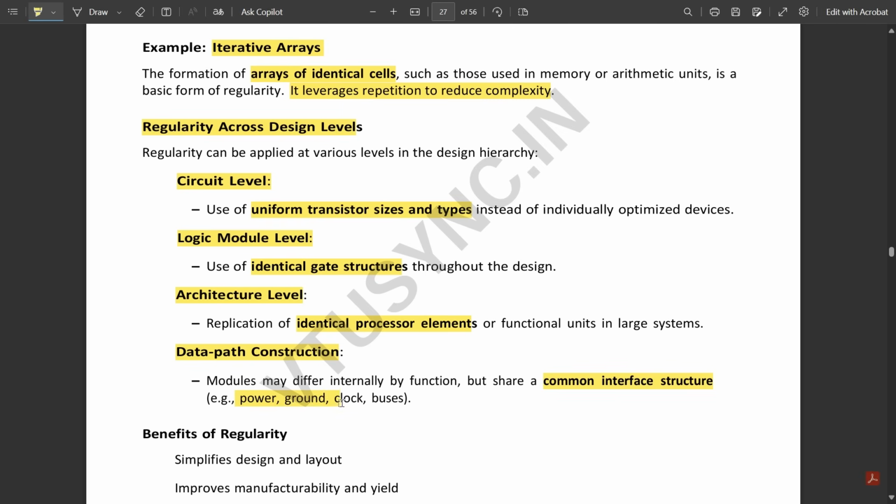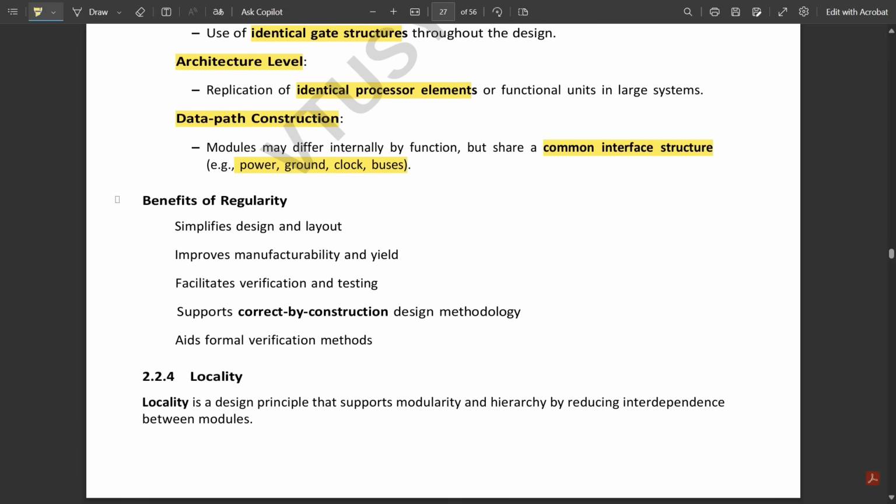For example, power, ground, clocks, buses. Okay. So these things don't have a specific function, but what they do is create a data path between the transistor and the circuit. So these are the parameters under data path construction, that is power, ground, clock, and bus. Benefits of regularity: it simplifies the design and layout, improves manufacturability and yield, facilitates verification and testing, supports correct-by-construction design methodology, and aids formal verification methods. Okay, so these were the things under regularity.